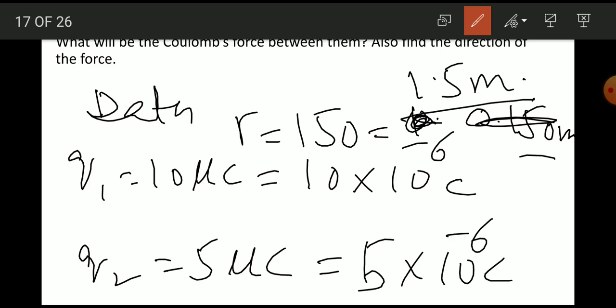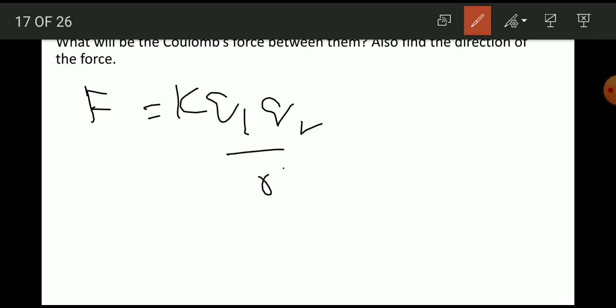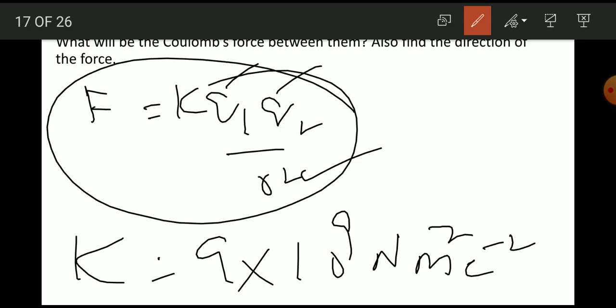When you want to convert centimeters into meters, 1 meter is equal to 100 centimeters, so divide by 100. Now the force F is the question mark. So write F is equal to K Q1 Q2 divided by R squared. R is given, Q1 is given, Q2 is given. The value of K is 9 × 10^9 newton meter squared per coulomb squared. So by using this formula you can calculate.